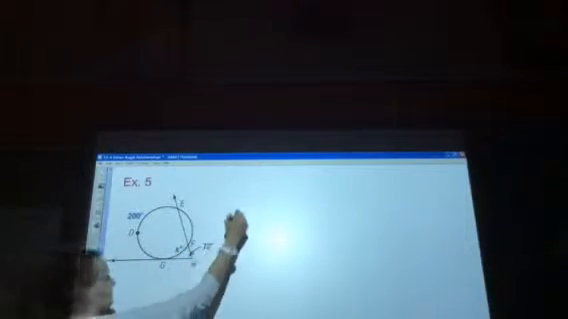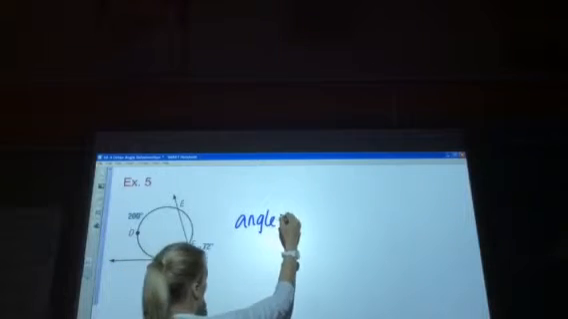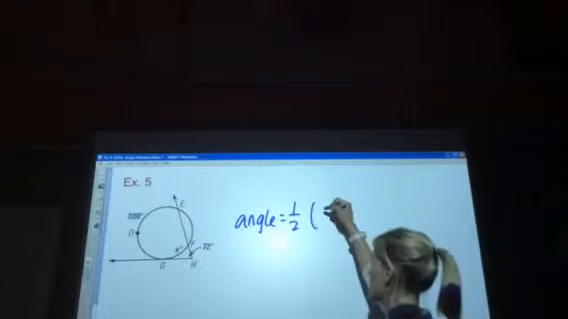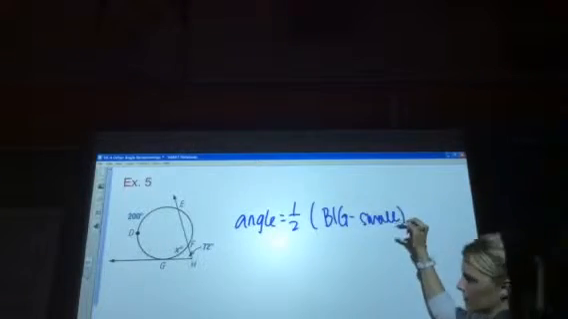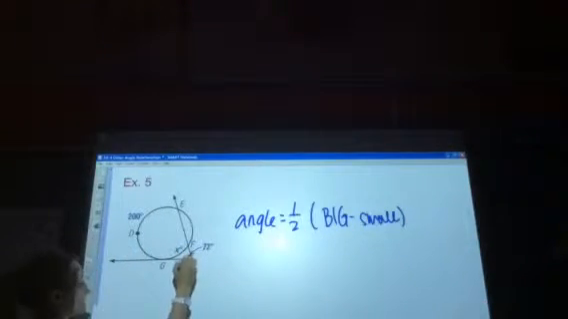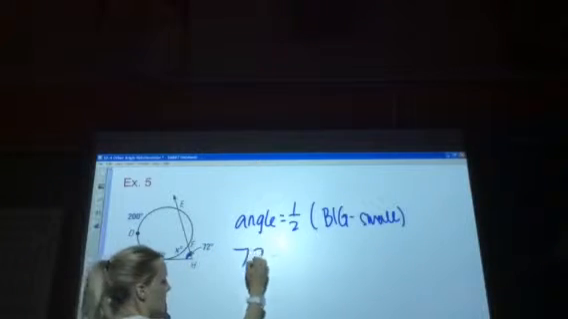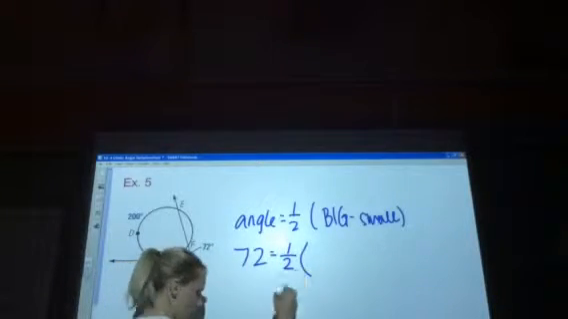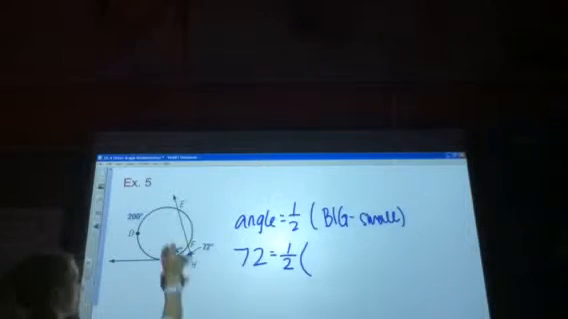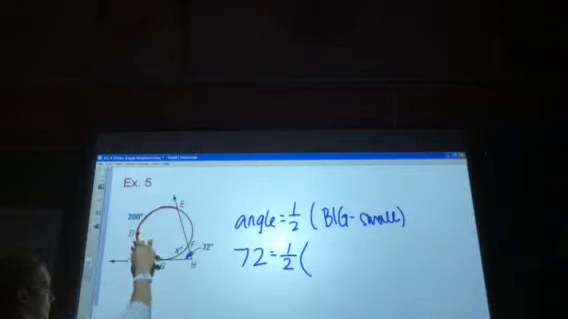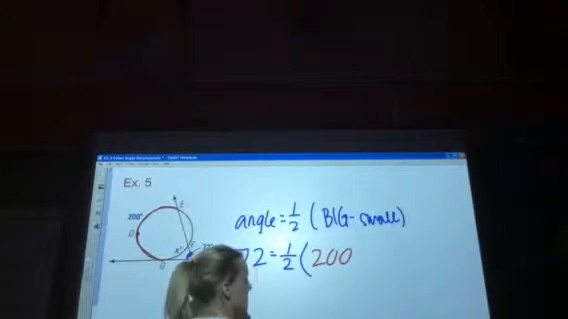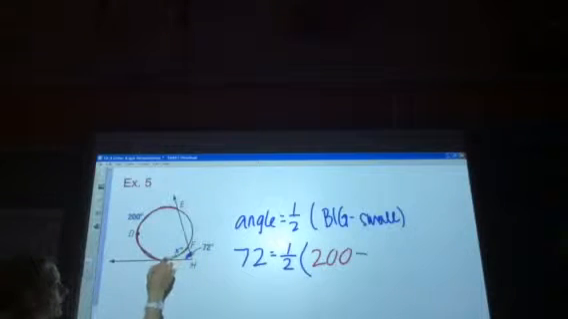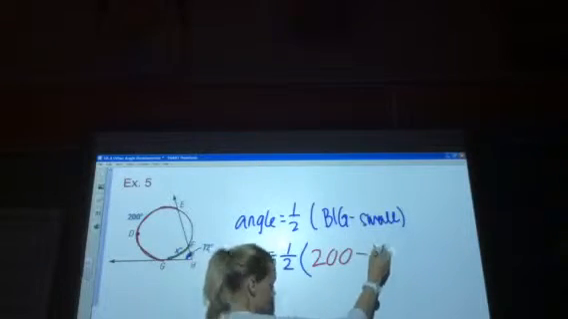So an example. Remember, our angle is equal to 1/2 of the bigger arc minus the smaller arc. And our angle here is 72 degrees. So that should be equal to 1/2 of whatever our bigger arc is, which is this 200 degrees. And that's minus the smaller arc over here, which is actually x.